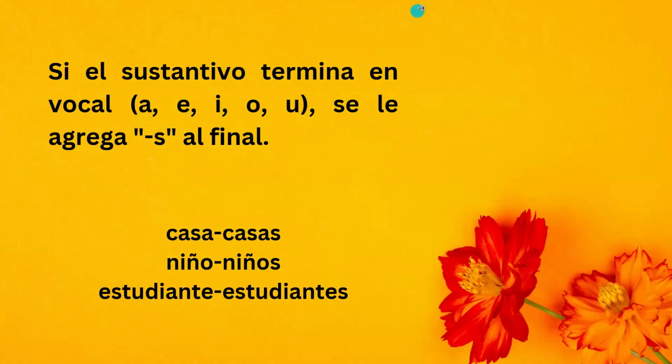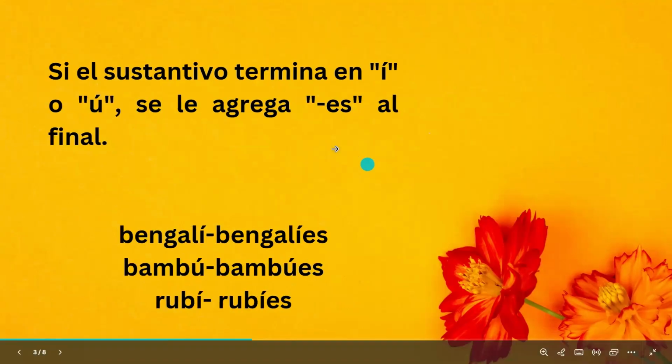For example, here we have, in this case, casa. It ends with A, so you just add an S. Niño, that's a boy, ends with O. You just add an S. Or estudiante, it ends with E, and you just add an S. So it's super easy, super straight. Okay, but then we have a little bit more complicated.